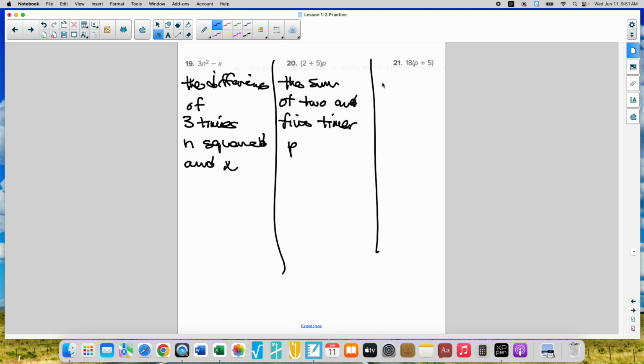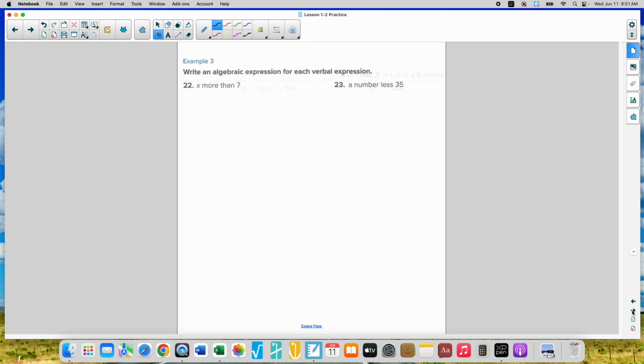And let's do the product of 18 and the sum of p and 5. All right. Writing an algebraic expression.